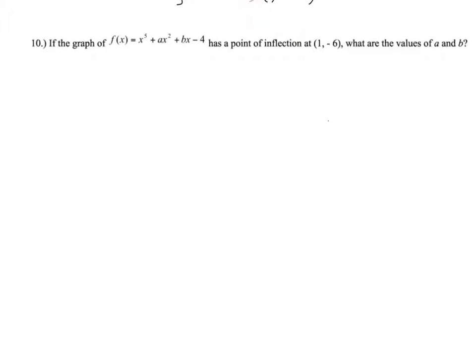So we're told that we have a point of inflection at 1, negative 6. And what do we know about a point of inflection? We know that the second derivative is equal to 0. So f double prime is equal to 0 at an x value of 1. So let's take the first derivative.